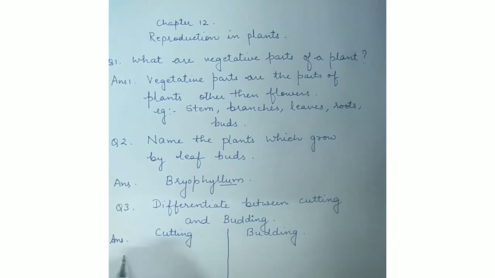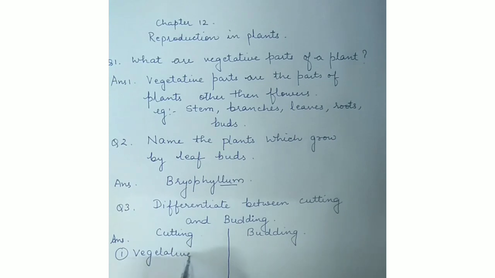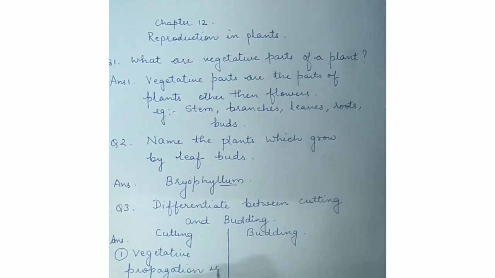Now in cutting, first point is vegetative propagation is done by stem cutting or branch cutting. It's done by stem or branch piece or cutting.